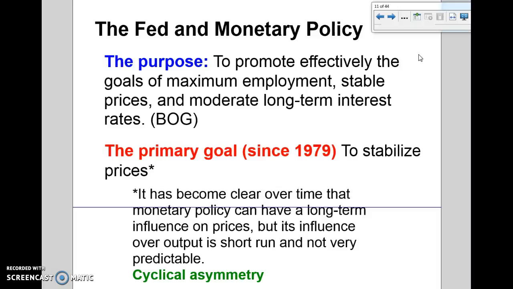And so while the Fed is very effective with this in the short run, it's kind of difficult with the impact on output. While the Fed can impact the price level, the Fed can really bring down inflation. They can bring up deflation. They can impact all that. What they are not very good at is unemployment. So they're not as good at controlling unemployment as they are at controlling the inflation rate. And this is something called cyclical asymmetry.